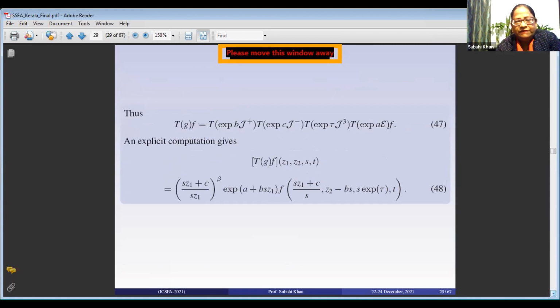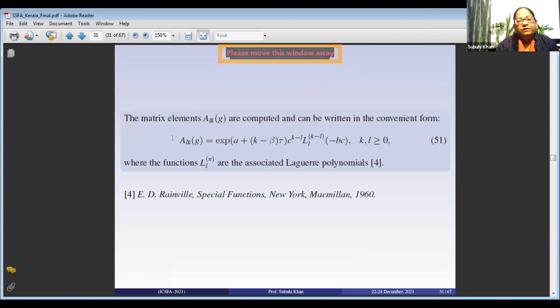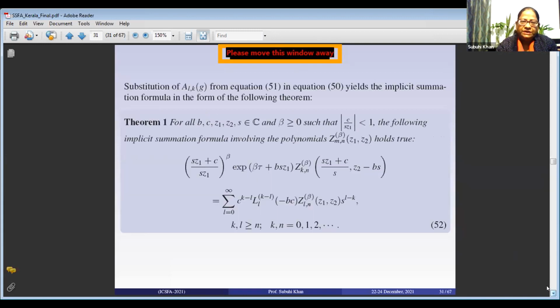And then we have got the multiplier representation expression, and this is the final expression. When we substitute the multiplier representation expression here, we will have this type of thing. Now we calculate the matrix elements, and we write them in a convenient form in this way, where these functions are the associated Lagrange polynomials. So we have got the expression for the matrix elements, and finally, by substituting this in the expression of the multiplier representation, this is the implicit summation formula for the one parameter two-dimensional Hermite polynomials.